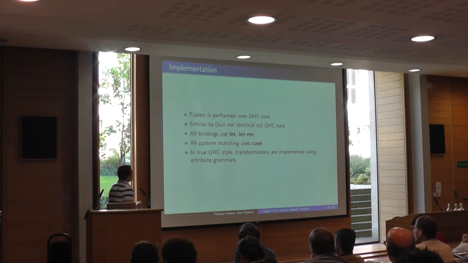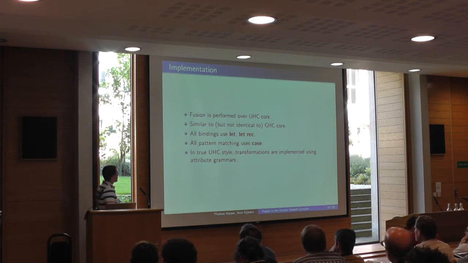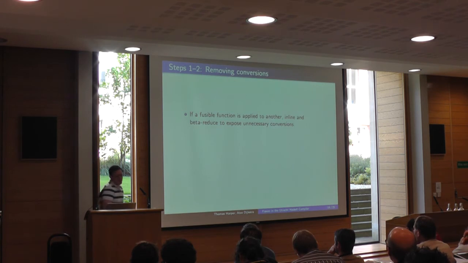So for the back end, fusion is performed over UHC core, and actually, from what I said before, all these transformations are performed over core, which is a stripped down version of Haskell that's more like a lambda calculus. It's similar to GHC core for people familiar with it. It's not worth covering the idiosyncrasies of it. All bindings use lets, so anything with inline just has to worry about lets. All pattern matching uses case explicitly. In true UHC style, this was all implemented using attribute grammars. So if anyone wants to know what it's like to implement high-level transformations with attribute grammars, I'm happy to give you a tutorial on that. So steps 1 through 2 are removing conversions.